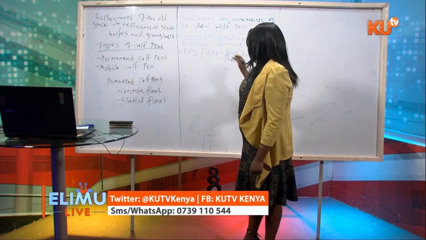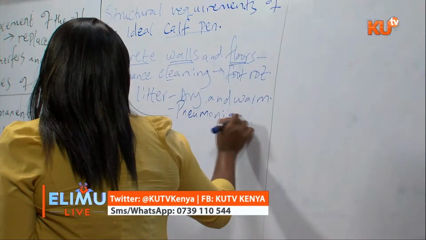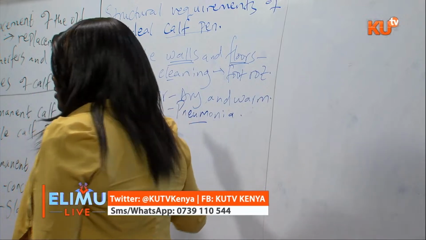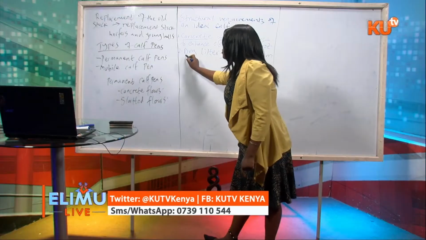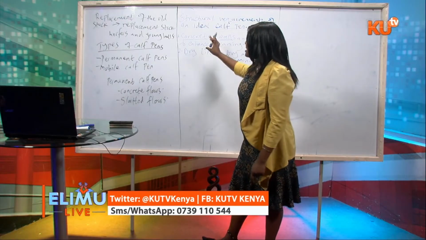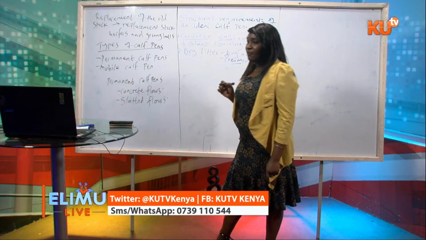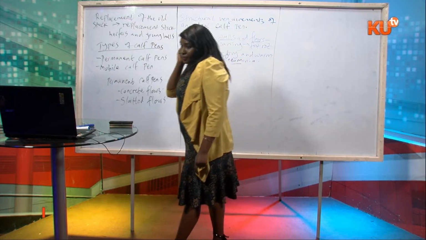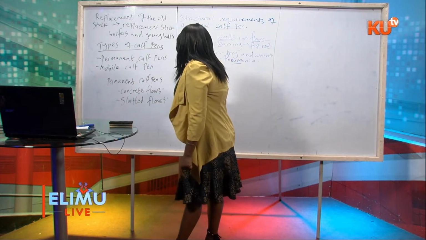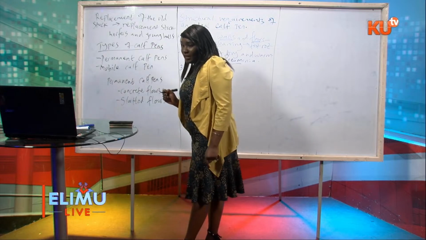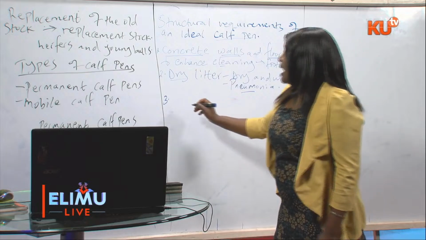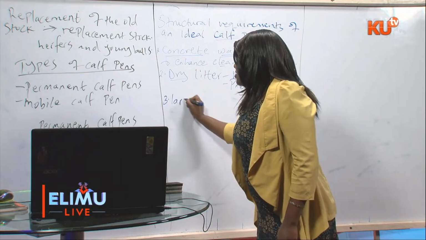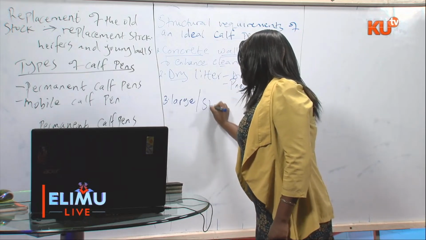Damp conditions in the calf pen can cause pneumonia. So you are trying to get rid of the incidences of pneumonia in the calf pen, and that is why we put dry litter. So that is another requirement of a calf pen. The third requirement of a calf pen is that the calf pen should be large enough. Large, or you can talk of spacious.